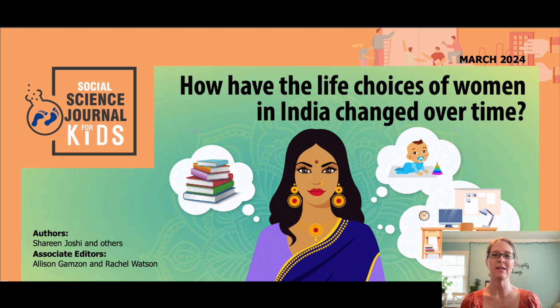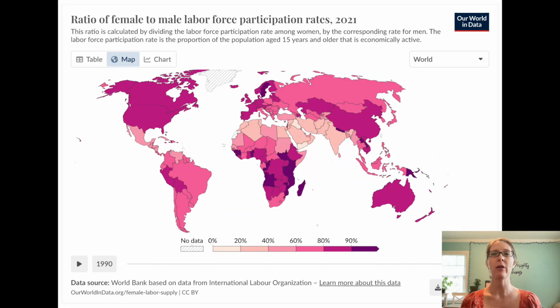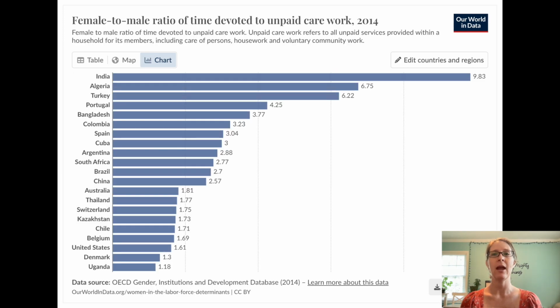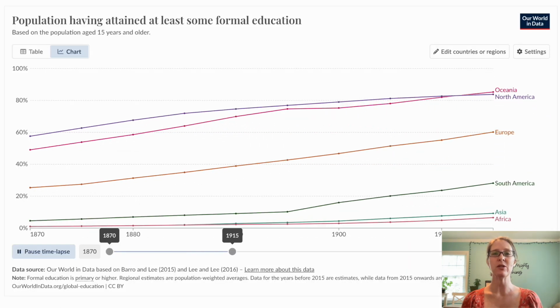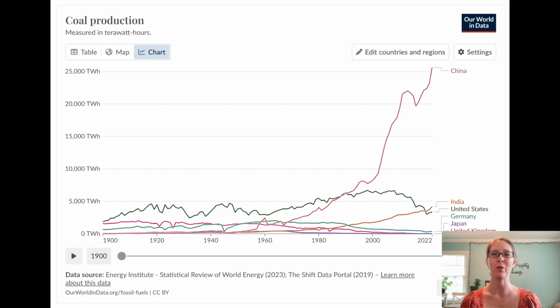You can use Our World in Data to go along with a lot of the papers we publish, including one titled, How Have the Life Choices of Women in India Changed Over Time? Our World in Data has great information about women's participation in the labor force, how that relates to men's participation, what kinds of jobs women have, and women's role in unpaid work around the world. We hope you and your students have fun exploring these great resources and data from around the world.